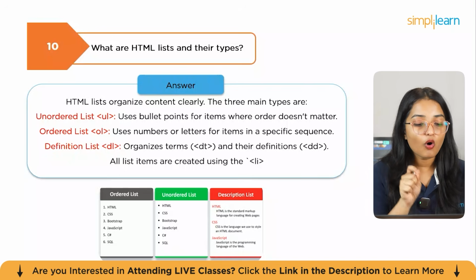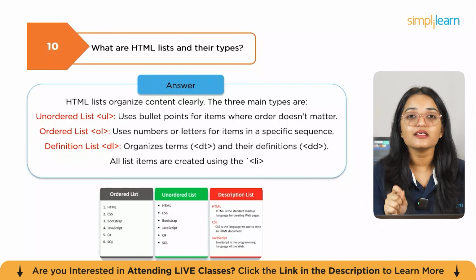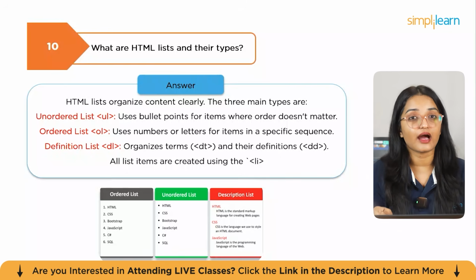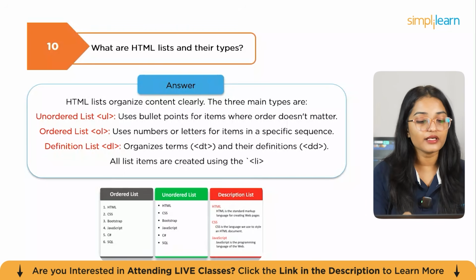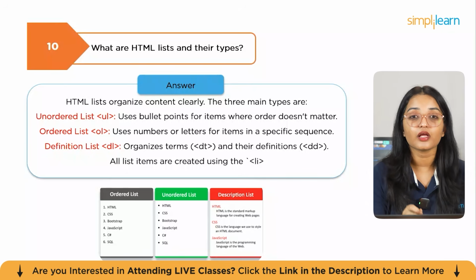The second one is ordered list, OL. This list is used for items where the sequence is very important, such as instructions or ranking. It displays items with numbers, letters, or Roman numerals. The third one is definition list, DL.